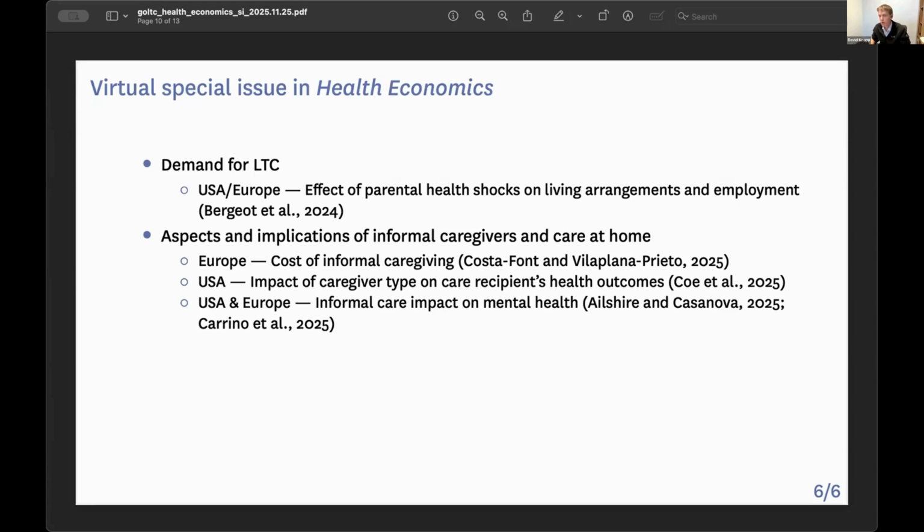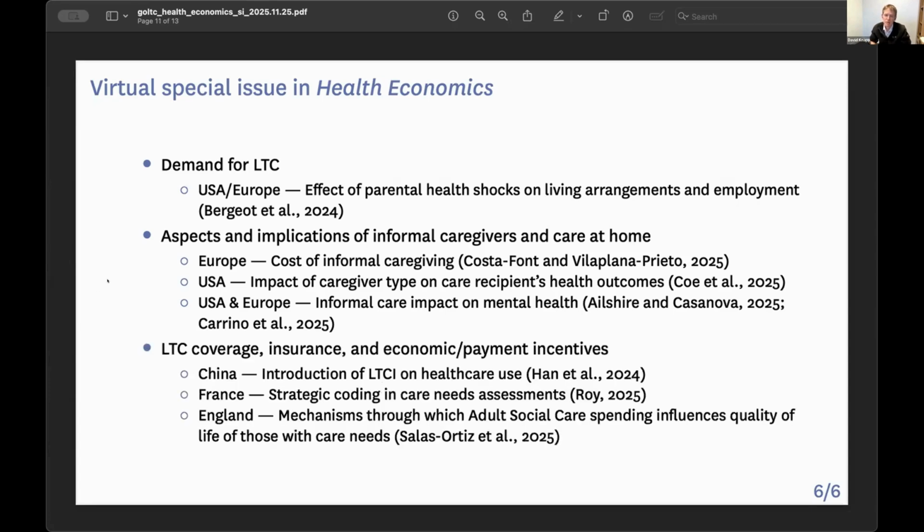So a very important contribution in highlighting the interconnected relationship between these two types of care. Another two papers, one that we'll hear from today by Ludovico and another by Jennifer Ailshire and Maria Casanova, looked at the impact of care on mental health outcomes. The Ailshire-Casanova paper focuses on the mental health impact of spousal caregiving in the US using the Health and Retirement Study. And as Ludovico will discuss today, they focus on the impact of formal care on the mental health and well-being of care recipients using SHARE data.